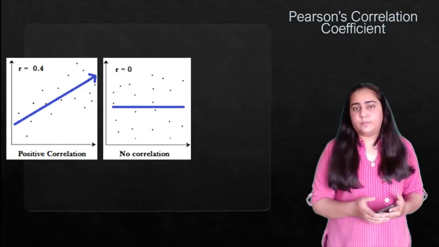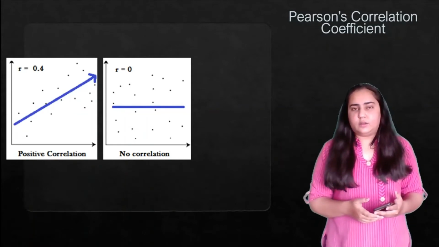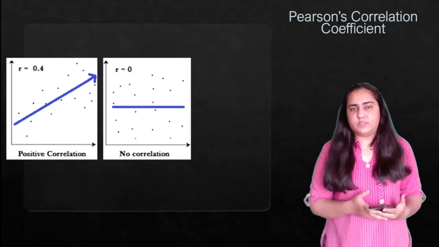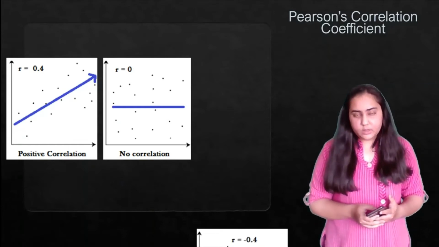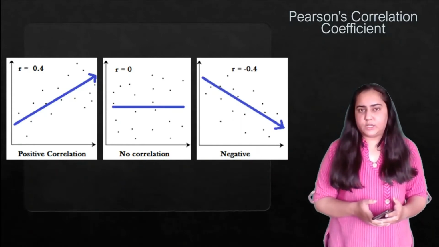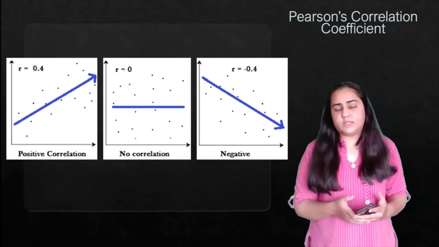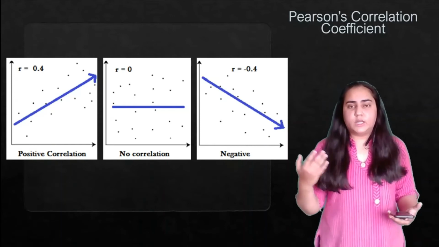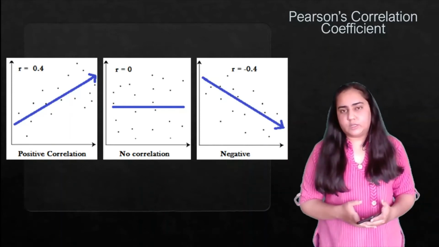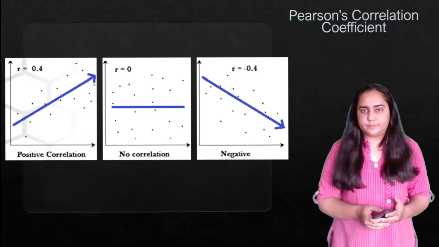And this is no correlation because R is 0. You can see a flat line on the scatter plot, which means one variable does not influence the other one at all. And then you can see this third one, which is negative correlation, where the value of R is -0.4. In this case, if one variable increases, the other one is going to decrease, and if one decreases, the other one's going to increase. So this is what the scatter plot of that would look like.